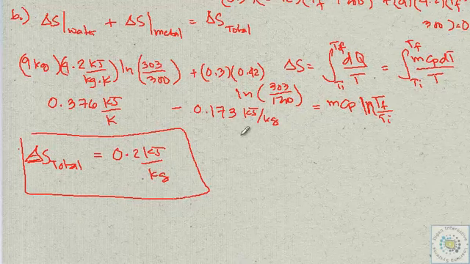Wait, I think I'm mistaken. It's not kilojoule per kilogram, right? It's Kelvin. So the entropy generated or formed is 0.2 kilojoule per Kelvin.